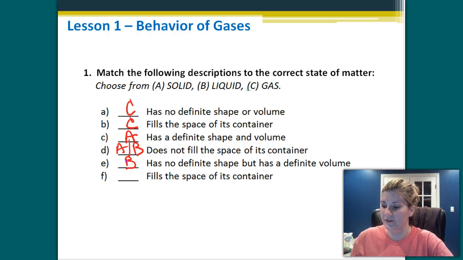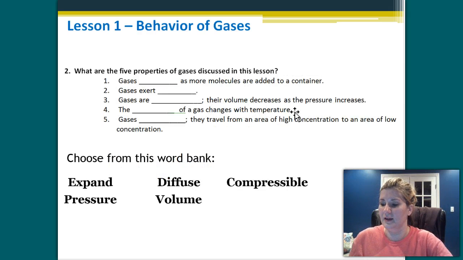And finally, again, fills the space of its container is a little bit of a repeat because we had that up here in problem B, my error. This was sort of basics. What's the difference between each phase of matter? Then we talked about specifically properties of gases. What are the 5 properties of gases discussed in this lesson? And of course, we tried to give you a word bank to work with.